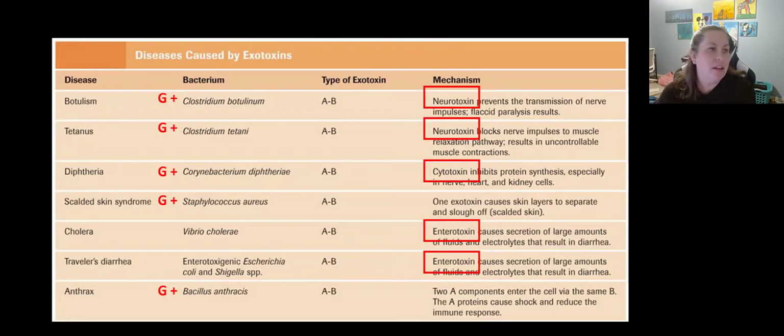So I do have a chart here that shows you diseases caused by exotoxins, and it also tells you what kind of toxin it is. So botulism and tetanus are both neurotoxins. Diphtheria is a cytotoxin. You also see that you have cholera and traveler's diarrhea, which are enterotoxins. You will also notice in this chart that most of these are gram-positive bacteria.